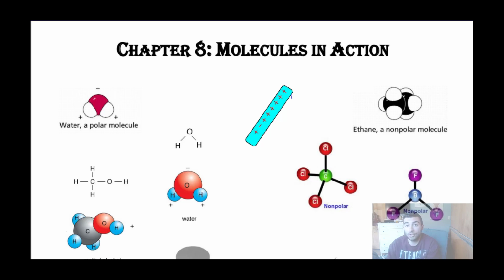Chapter 8 was the last chapter of Unit 2, and we introduced the concept of polarity, both bond polarity and molecular polarity, ultimately to help us answer the question, why do some molecules smell where others don't?